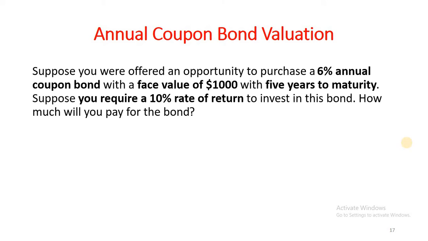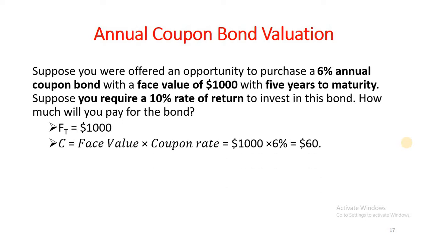Let's look at an example of coupon bond valuation. Over here, the face value of this bond is $1,000. Coupon payment is $60. So coupon payment is equal to face value times coupon rate. Over here, the face value of this bond is 1,000 and coupon rate is 6%. So coupon payment is equal to $60. Required rate of return of this bond is 10%.